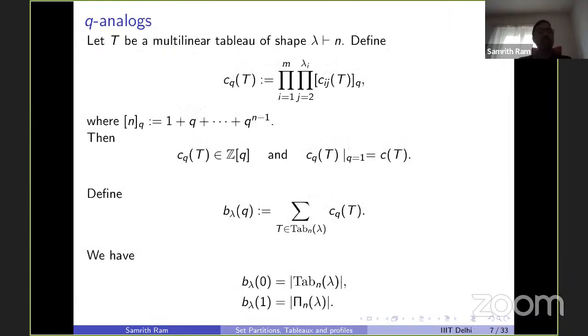All right, so the interesting question one can ask here is that since this B_lambda at 1 reduces to the total number of set partitions of shape lambda, can I give some statistic on set partitions which, if I sum it, will give me these polynomials B_lambda(q)? That seems like a natural question. It turns out that that is indeed the case.